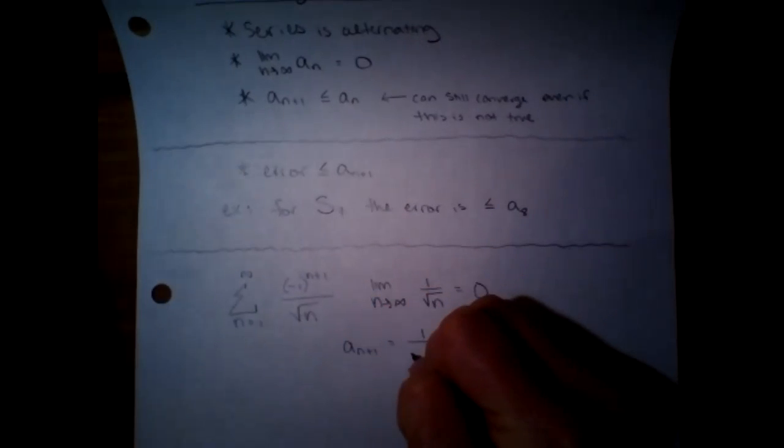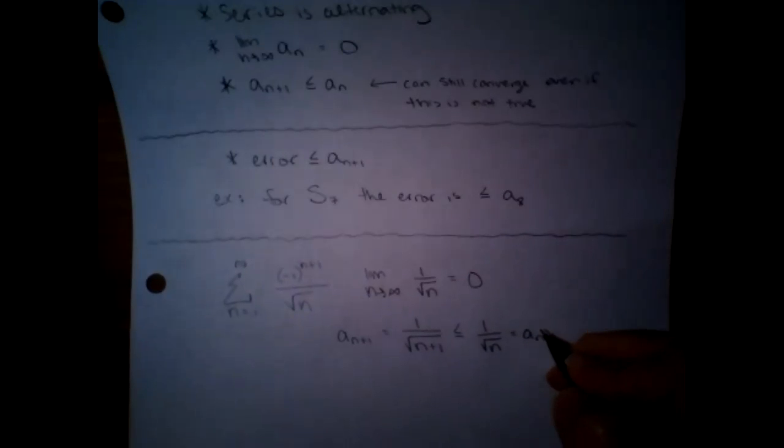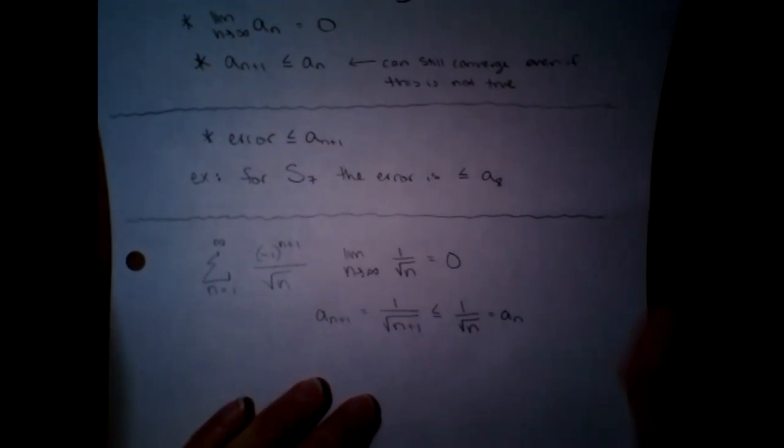All right, and then we need to show that this is true. So a sub n plus 1 is going to be 1 over square root of n plus 1. It's like we just substituted n plus 1 in place of n. And that's going to be smaller than 1 over square root of n, which is a sub n. So we're showing this is smaller than this, because this denominator will be bigger than this one, so this is a smaller fraction. It's kind of like a fourth is smaller than a third. This one has the bigger denominator, so it's the smaller fraction, for n bigger than 1.